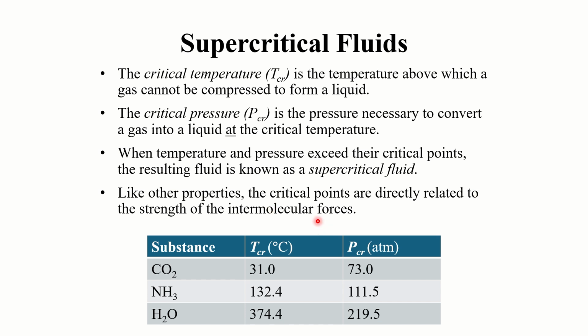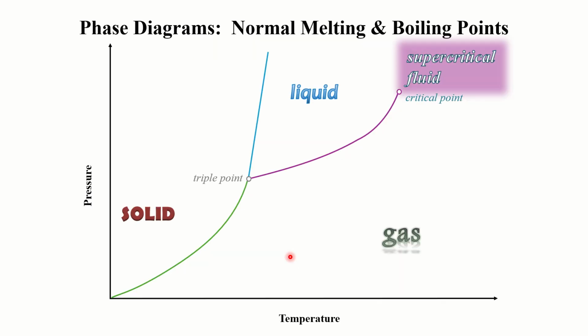These critical points are directly related to the strength of intermolecular forces. So we can see here as we go from CO2 to NH3 to H2O, our intermolecular force strength is increasing, and the critical temperature and critical pressure are both increasing. Okay, I'll show you a quick video on supercritical fluids in just a moment.